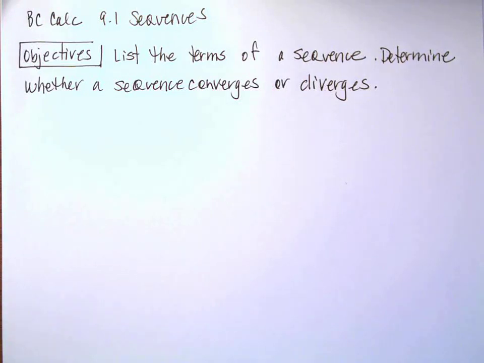Ladies and gentlemen, we're going to do 9.1. We're going to be doing the calculus version of sequences now that we've talked about some reminders from pre-calc. So our objectives today are that we're going to list the terms of a sequence. We're going to determine then whether a sequence converges or diverges.